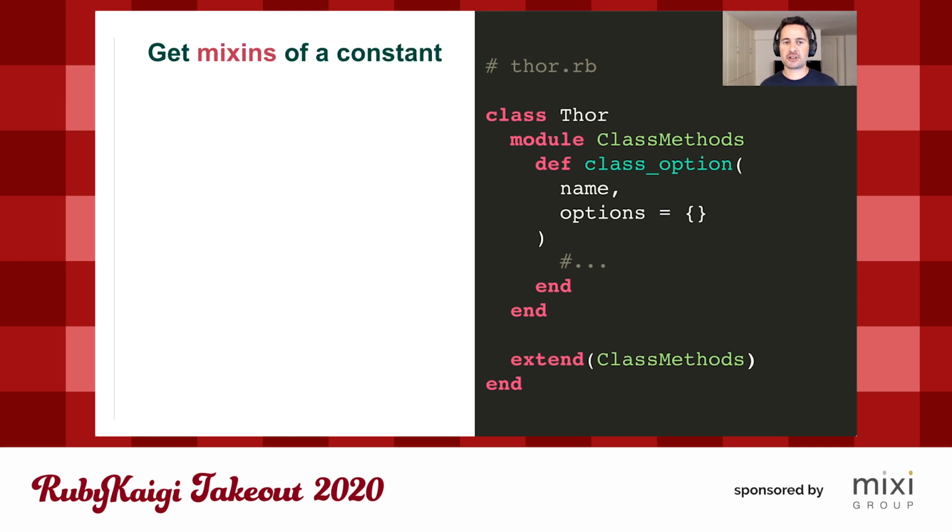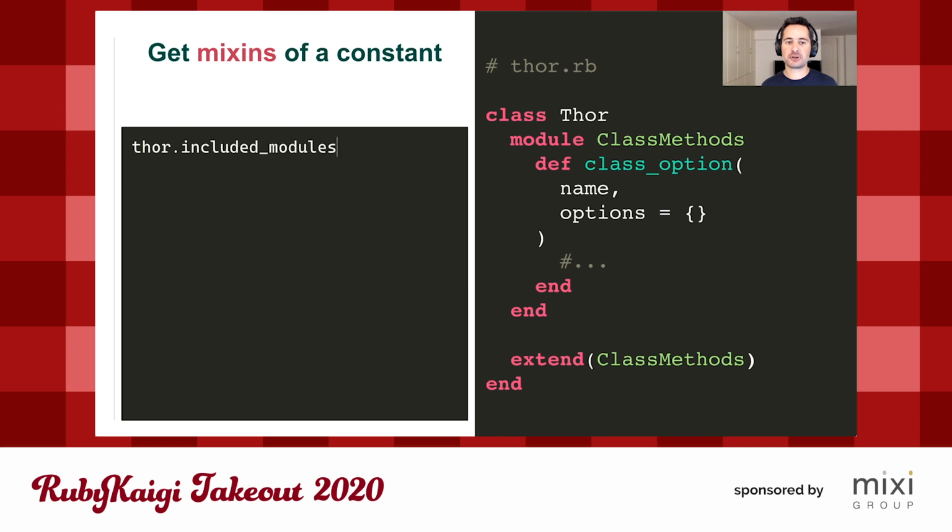We can also try to get all the includes and the extends defined in one scope. So we'll try to get those for the Thor class. All we have to do is say thor.included_modules. In this case, that returns an empty array because there are no modules that are included in the Thor class.